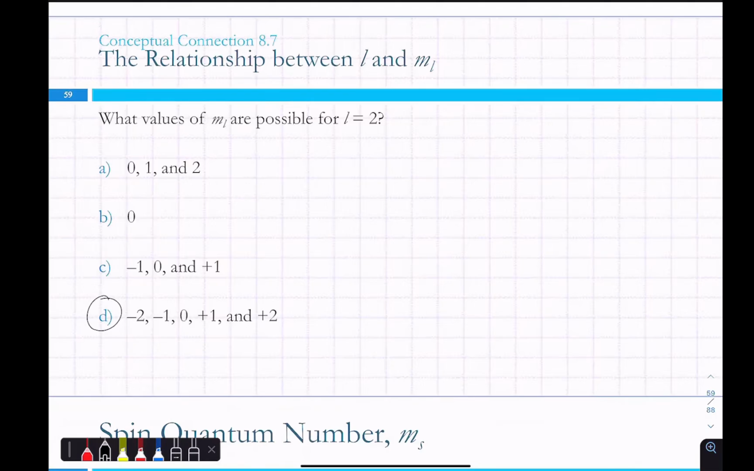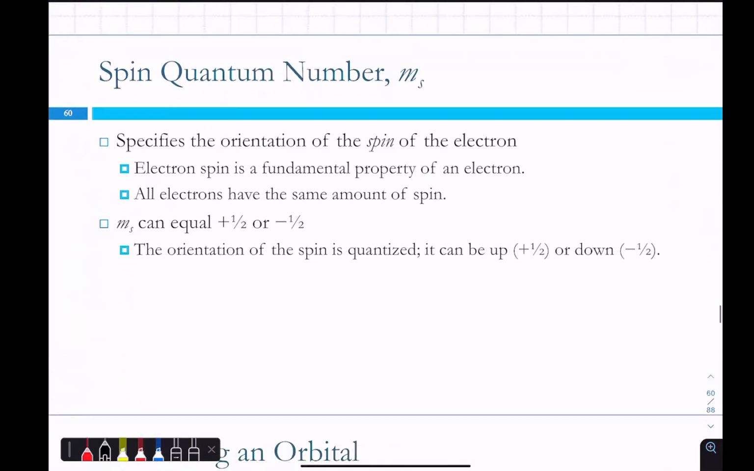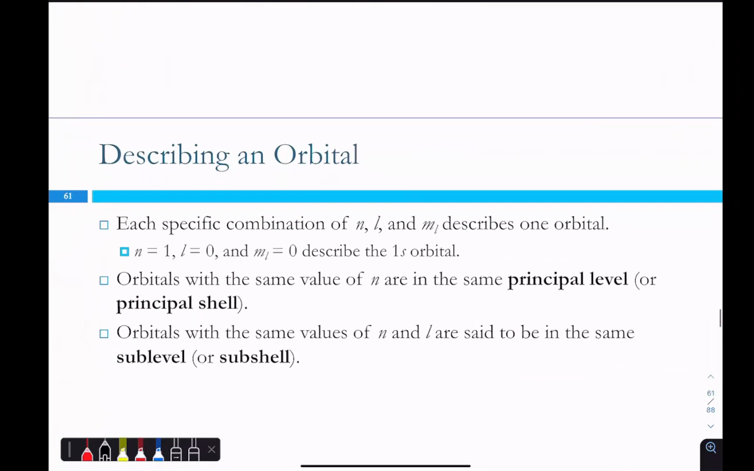And the spin quantum number is pretty easy also. M sub S can be either positive 1/2 or negative 1/2. And so in any given orbital, you can only have 2 electrons. One of them can be positive 1/2, the other one can be negative 1/2. So it's the spin of an electron, M sub S.